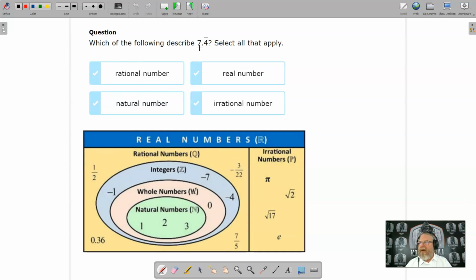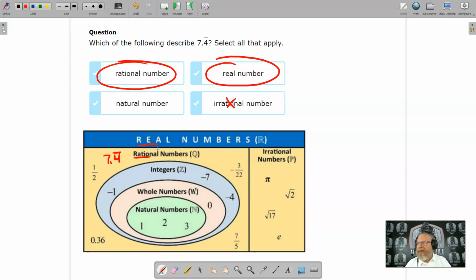Which of the following best describes 7 repeating 4? 7-point repeating 4. So that would be here, right? Decimals that repeat are rational numbers. So 7.4 repeating would be rational and real. So we're only going to pick rational or real. Here we see rational number. Here we see real number. It's not irrational. It would have to be over there. And it's not a natural number because it's outside of the natural number circle.